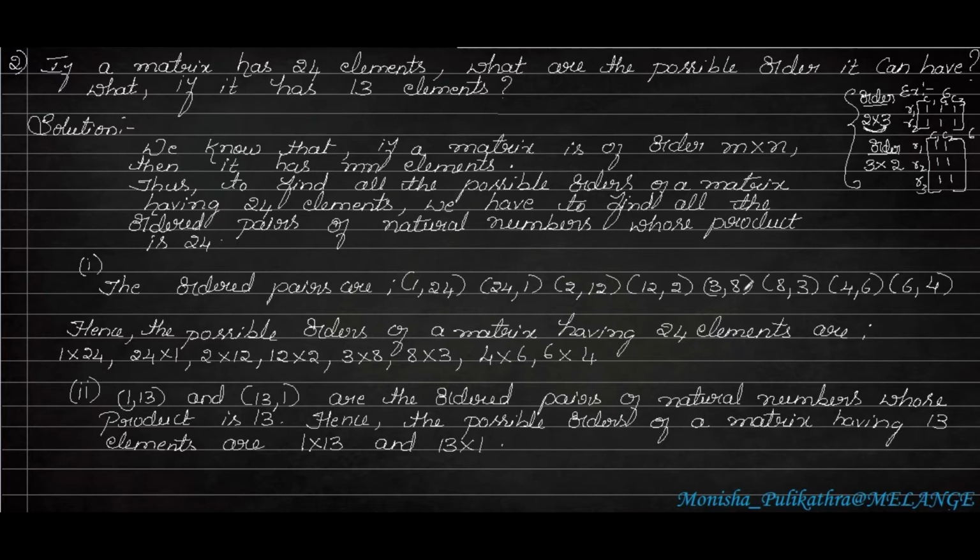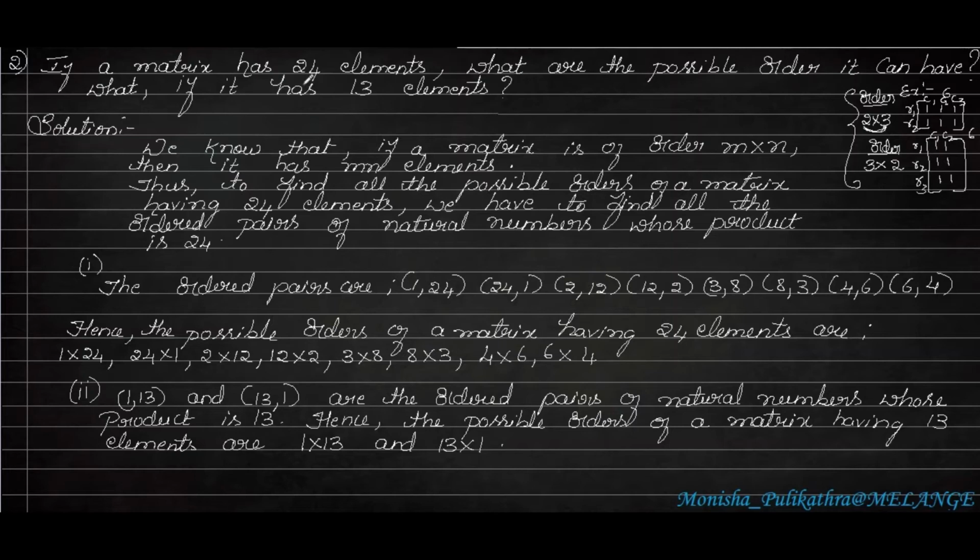So with these natural numbers, the possible orders of the matrix are written in the ordered form m into n: 1 into 24, or 24 into 1, 2 into 12, 12 into 2, 3 into 8, 8 into 3, 4 into 6 and 6 into 4. So these are the possible orders by which we get 24 elements. I hope you understood this.